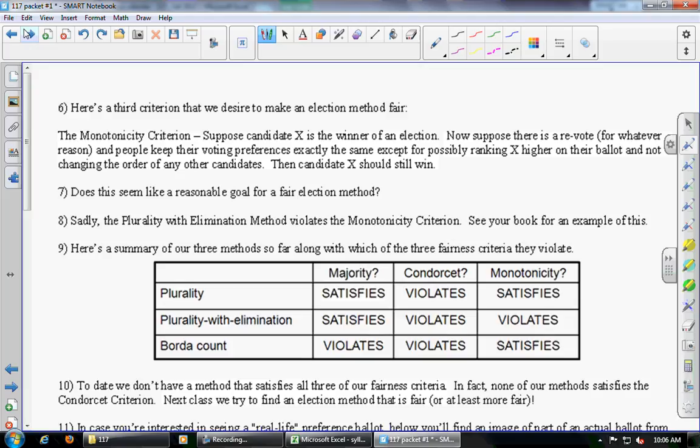All right, here's the bad news. Number 8, Morgan. Morgan, can you read number 8?